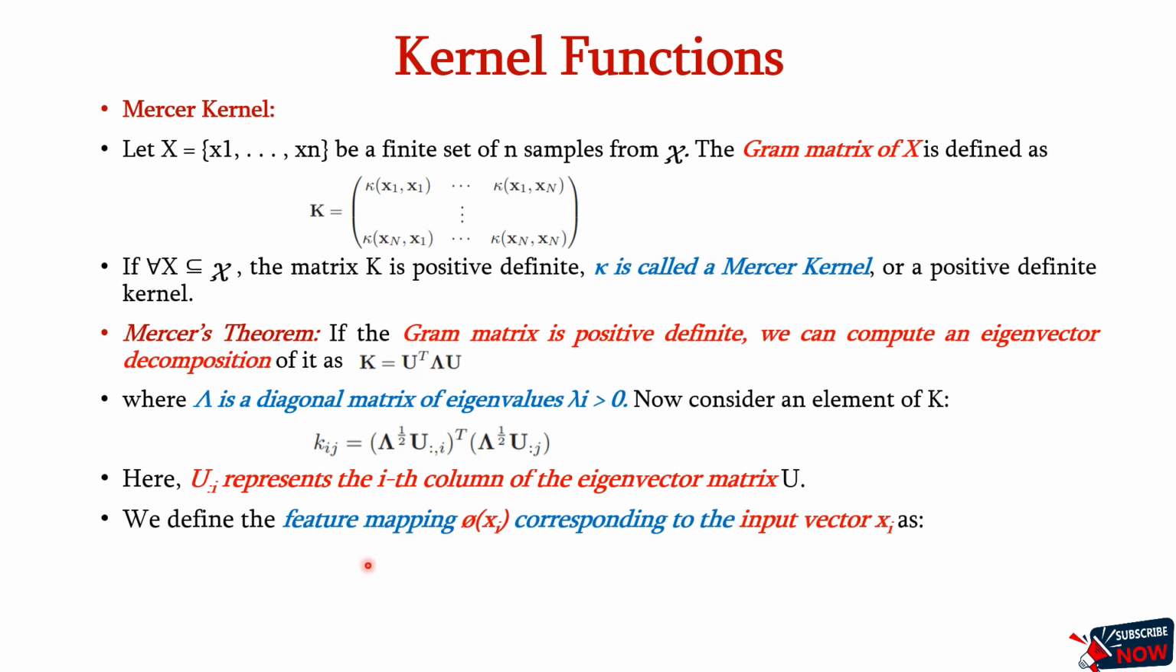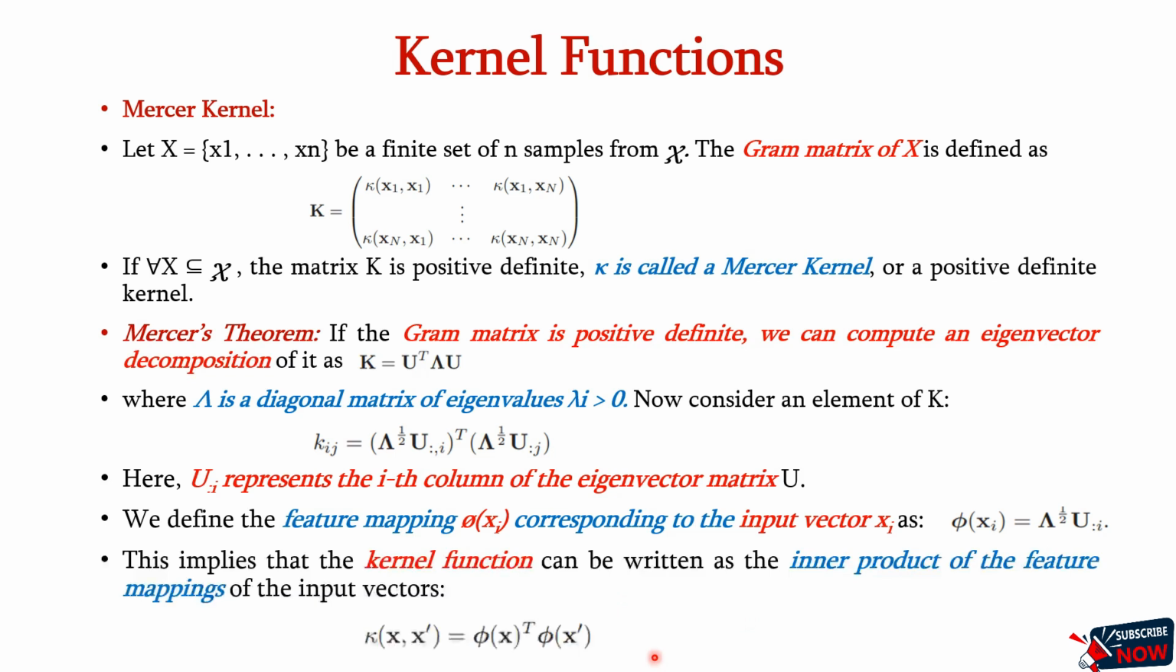We can define the feature mapping pi of xi corresponding to the input vector xi as pi of xi is equal to diagonal matrix of ui. So based on this, we can rewrite this equation as k of x, x dash is equal to pi of x transpose into pi of x dash, because pi of x can be written as diagonal matrix into ui as mentioned here. So this is the modified equation for Mercer kernel.